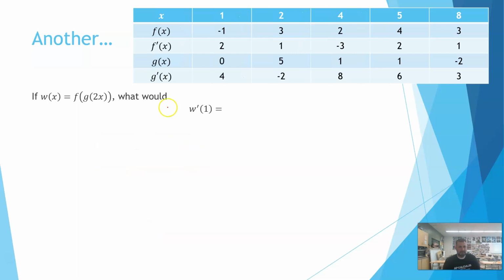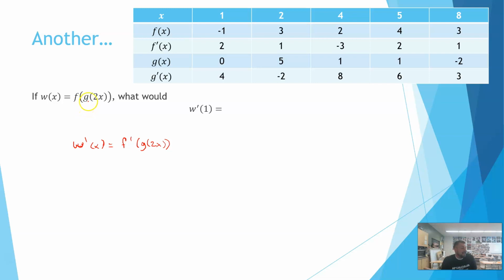Okay? Let's say we had a slightly different function, f of g of 2x. And I want to know what w prime of 1 is if that's what w of x is. So step number 1, I need to take the derivative of that. So I'm going to go w prime of x is equal to derivative of the outside, f prime. I leave the inside function alone, g of 2x. Then I multiply by the derivative of the inside function.